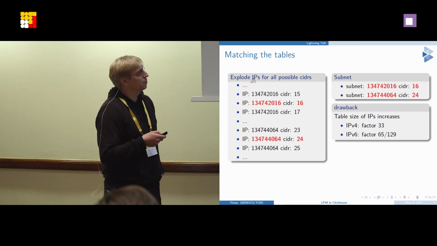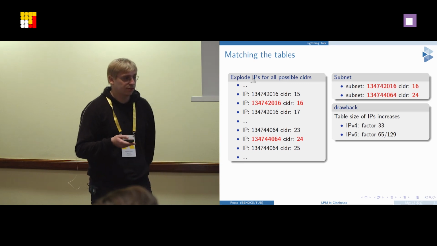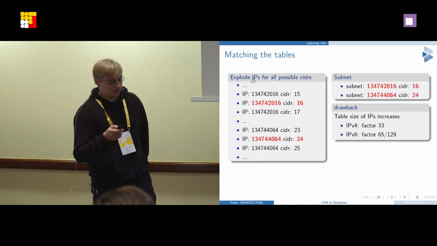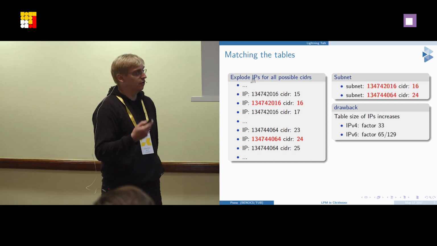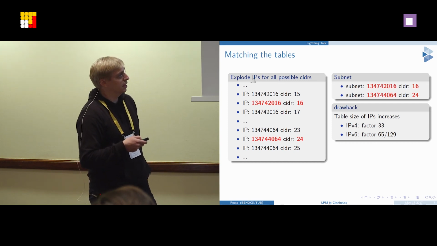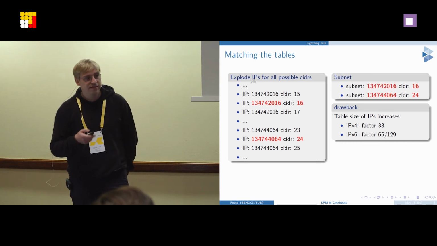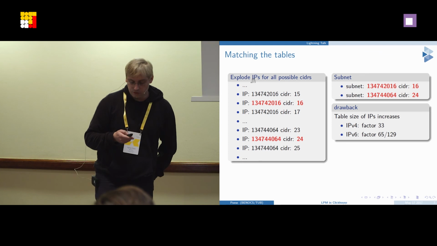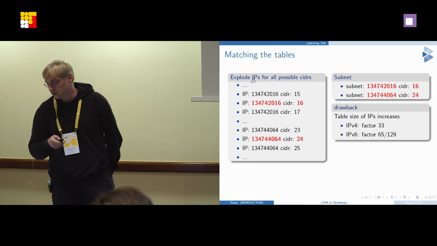Only problem here at this point, like I said before, v4 means you explode the table by a factor of 33. v6, depending on whether you just use the first 64 bits or the full 128 bits, you explode the table by a factor of either 65 or 129, which is going to blow up your RAM. So on large tables, this at the moment, unfortunately, doesn't work.